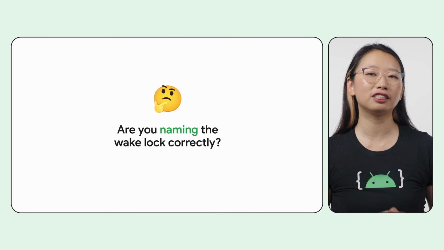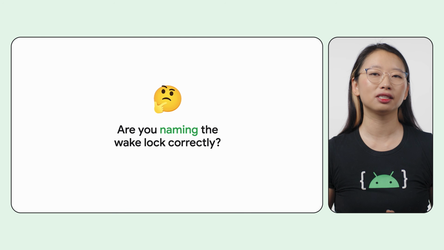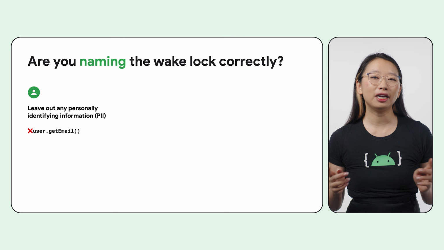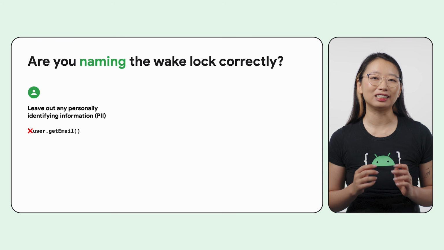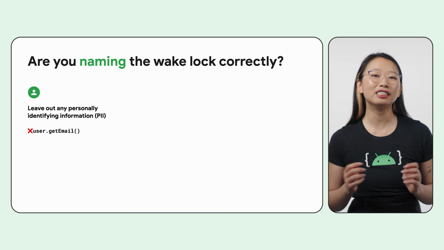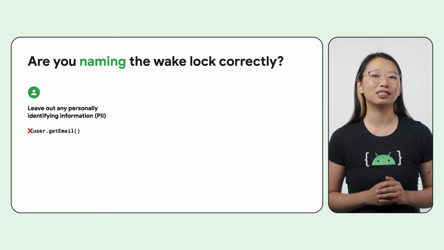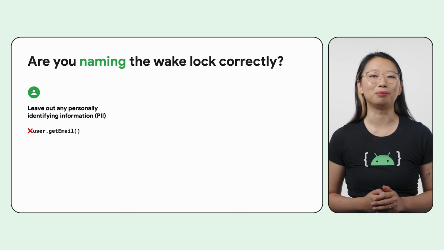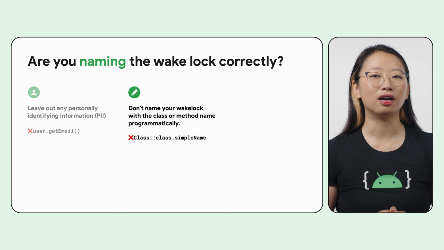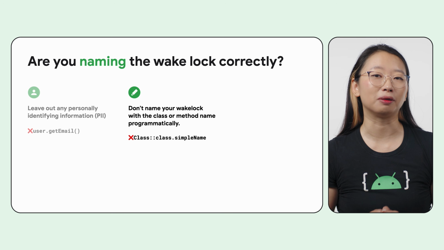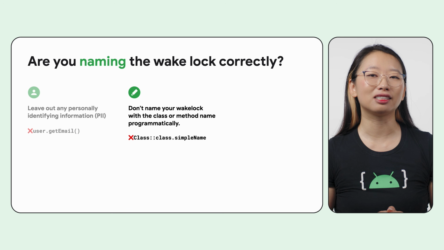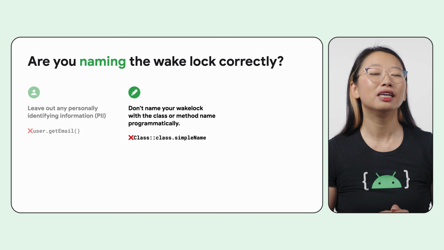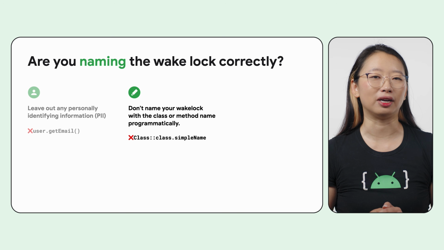Suppose you do reach the decision to manually acquire wake locks. You should also confirm if you're naming the wake lock correctly. Make sure to leave out any personally identifying information in the name, such as an email address. If the device detects PII, it's logged as unknown instead, which makes it difficult to debug. Don't name your wake lock with the class or method name programmatically. If you try to get the name programmatically, it might get obfuscated by tools like ProGuard. Instead, use a hard-coded string.